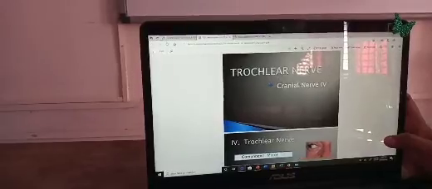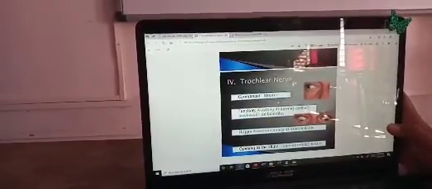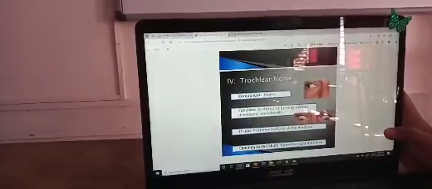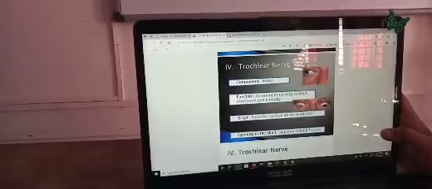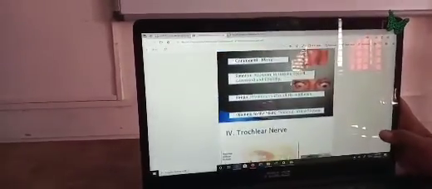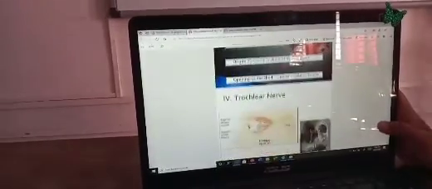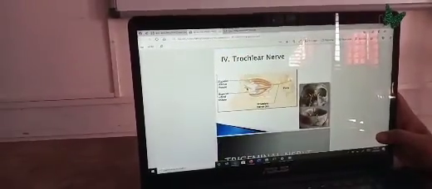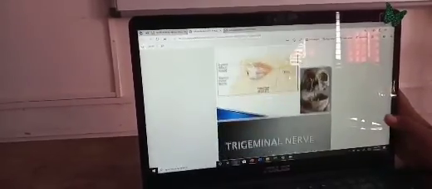Then we have the trochlear nerve. The trochlear nerve is again a motor nerve. It assists in turning the eyeball downward and laterally. It originates in the posterior surface of the midbrain. Superior orbital fissure is where it opens into the skull. Then you have the picture showing where the trochlear nerve is.